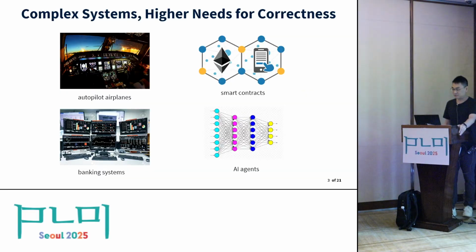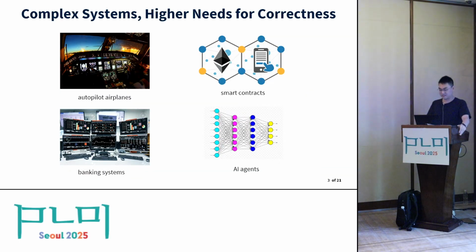All right, so I'd like to give a very prompt start. Just remind you how complex software systems are today, and basically they're everywhere in our daily lives. They're in autopilot airplanes, banking systems. You find them in cryptocurrencies and smart contracts, AI agents, and so on. Needless to say, these complex systems create higher needs for program correctness. But the other side of the equation is that the way we manage and organize programming language design and implementation actually makes it harder to establish that correctness.